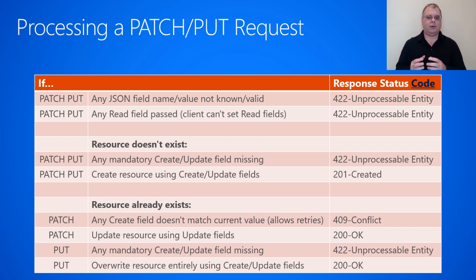its name or its value, is known and valid. If it's not known or not valid, then the service would immediately return a 422 unprocessable request because the JSON doesn't make any sense to the service, so it should fail immediately.